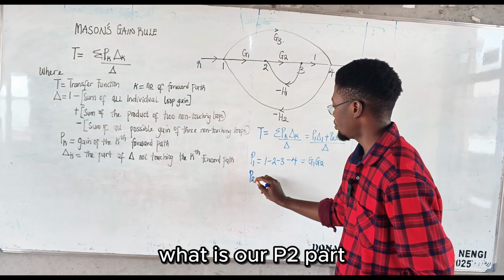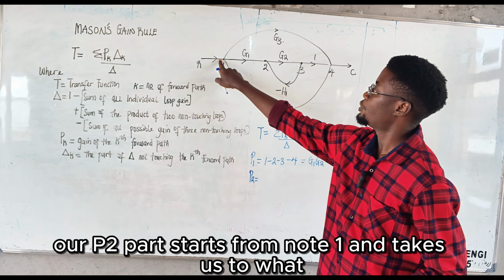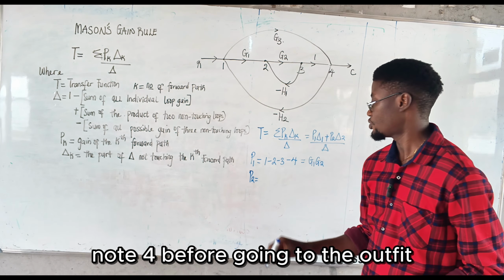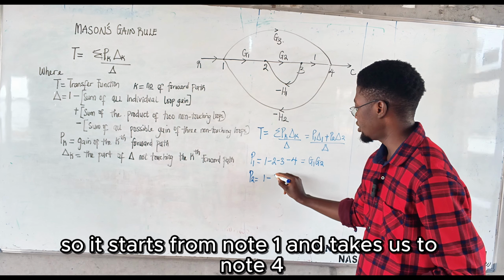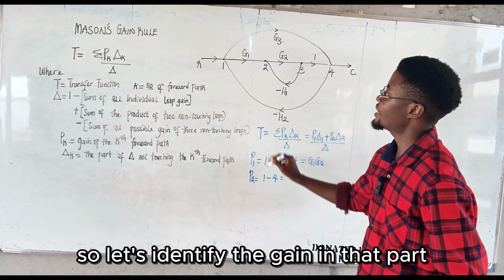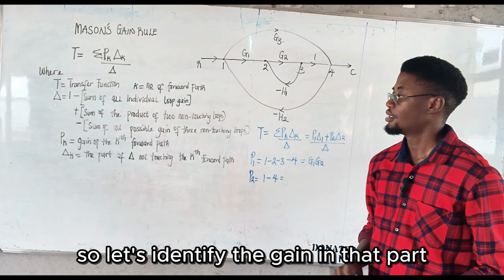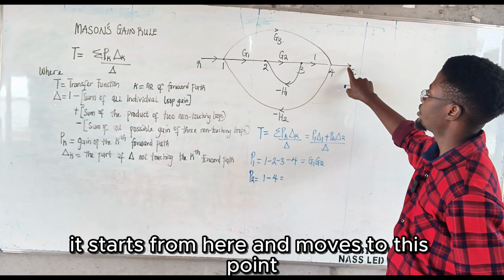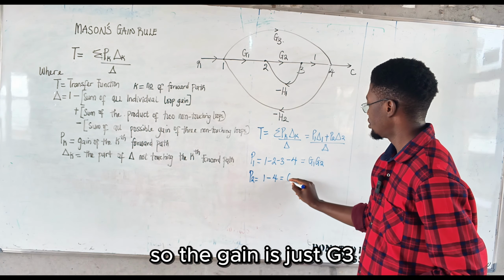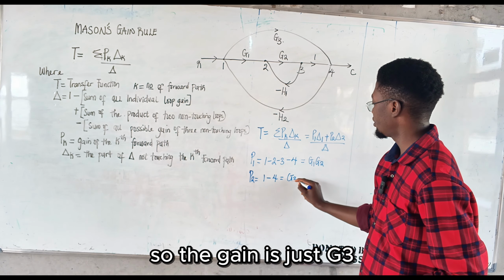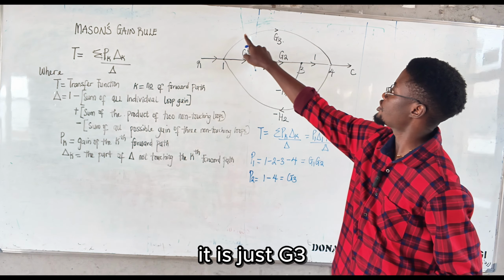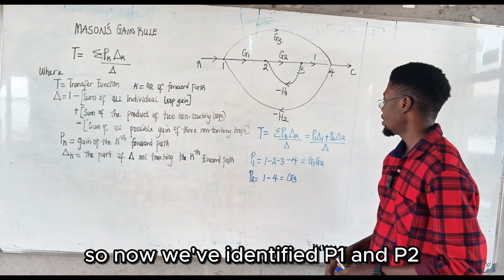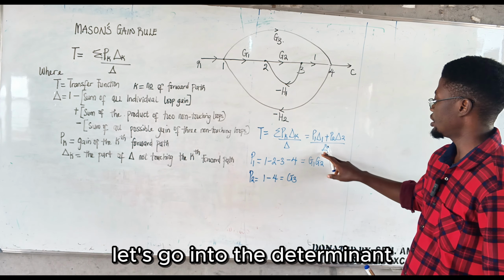So let's do the same thing for P2. What is our P2 path? Our P2 path starts from node 1 and takes us to node 4 before going to the output. So let's identify the gain in that path. It starts from here and moves to this point. So the gain for this path is just G3. So now we've identified P1 and P2. Let's go into the determinant.